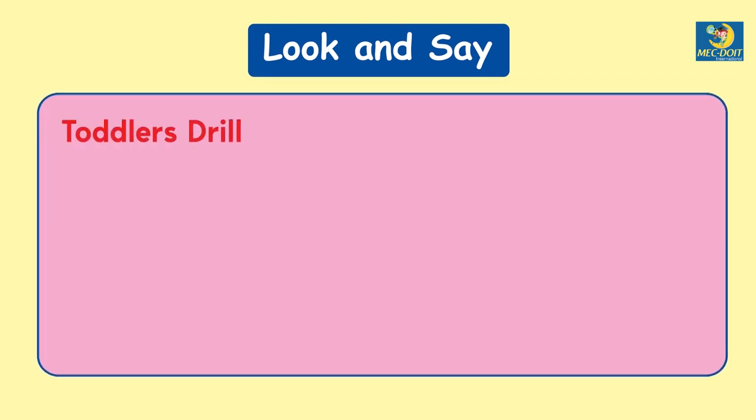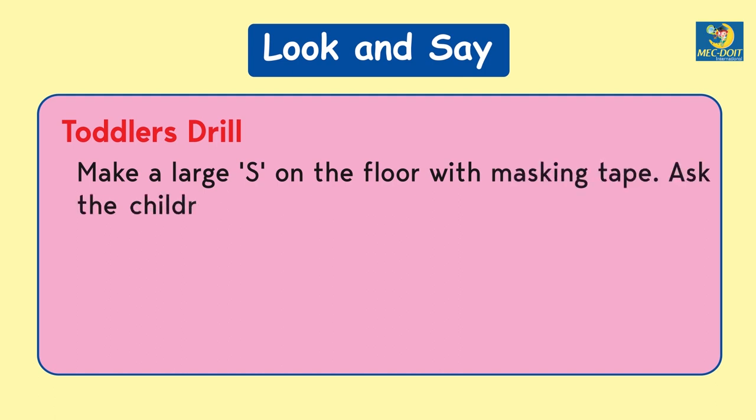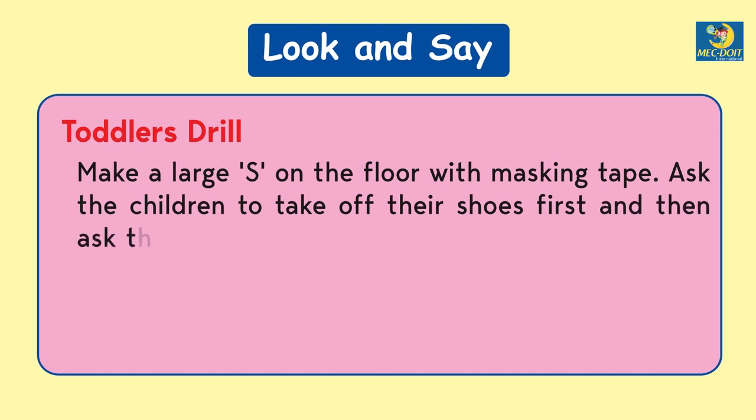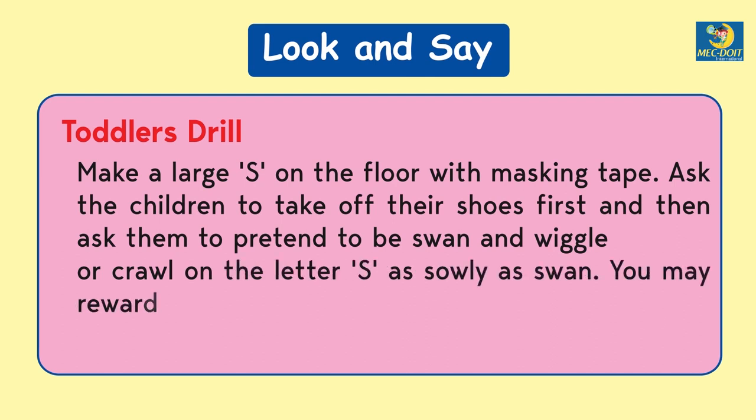Toddler's drill. Make a large S on the floor with masking tape. Ask the children to take off their shoes first and then ask them to pretend to be swan and wriggle or crawl on the letter S as simply as a swan. You may reward the best performer with sweets.